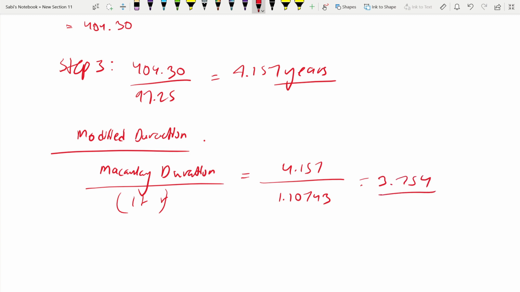Now you have got both. Let's explain what this modified duration means. It identifies how much the value of the bond will change if there's a change in interest rate. That means the value of the bond will change by 3.754 times if the interest rate changes. Now, let us go to the benefits and the limitations of duration.